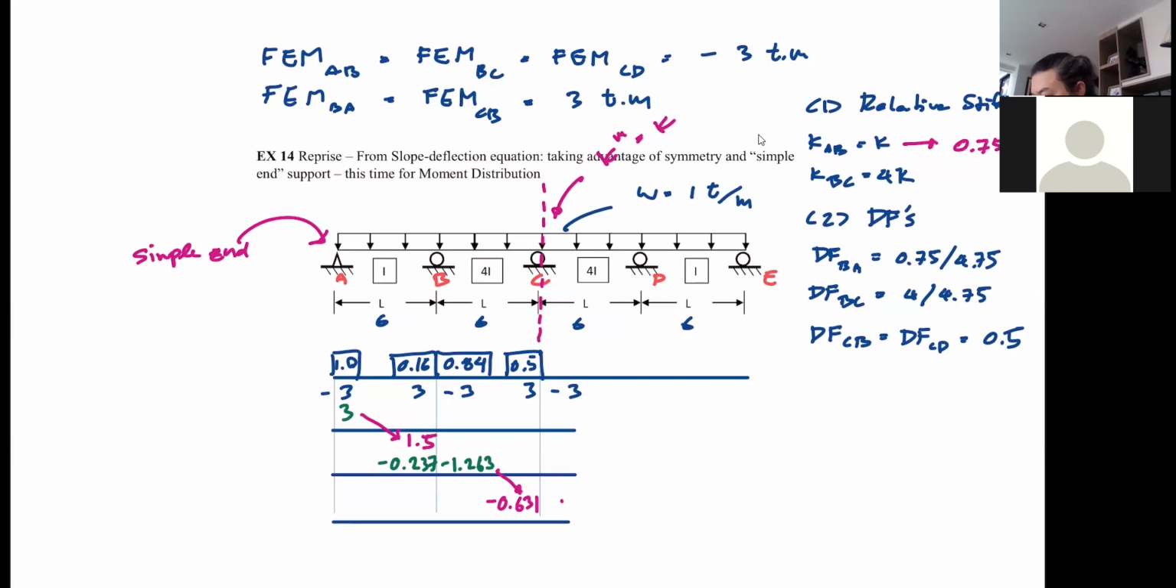So to summarize, that's 0. This is 4.5 minus that. So you get 4.263. That is -4.263. This is too small, so it's 2.369. And on the opposite side should be minus this. So that's it. These are our answers.